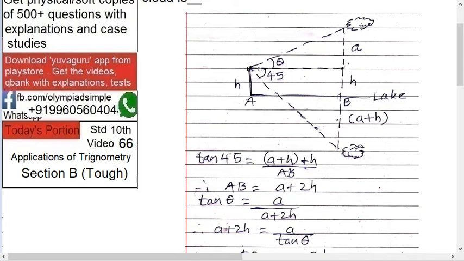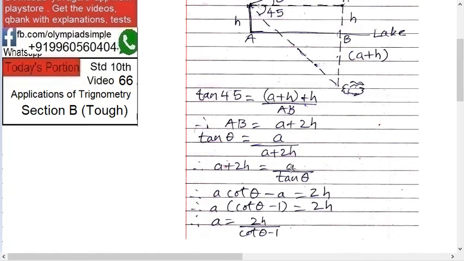Therefore AB equals A plus H, that is A plus 2H. Now we got AB, A plus 2H. Now tan theta equals to what? A upon AB, that is A plus 2H. Therefore A plus 2H equals A upon tan theta, right? So make this cot theta. Therefore A plus 2H equals A cot theta.